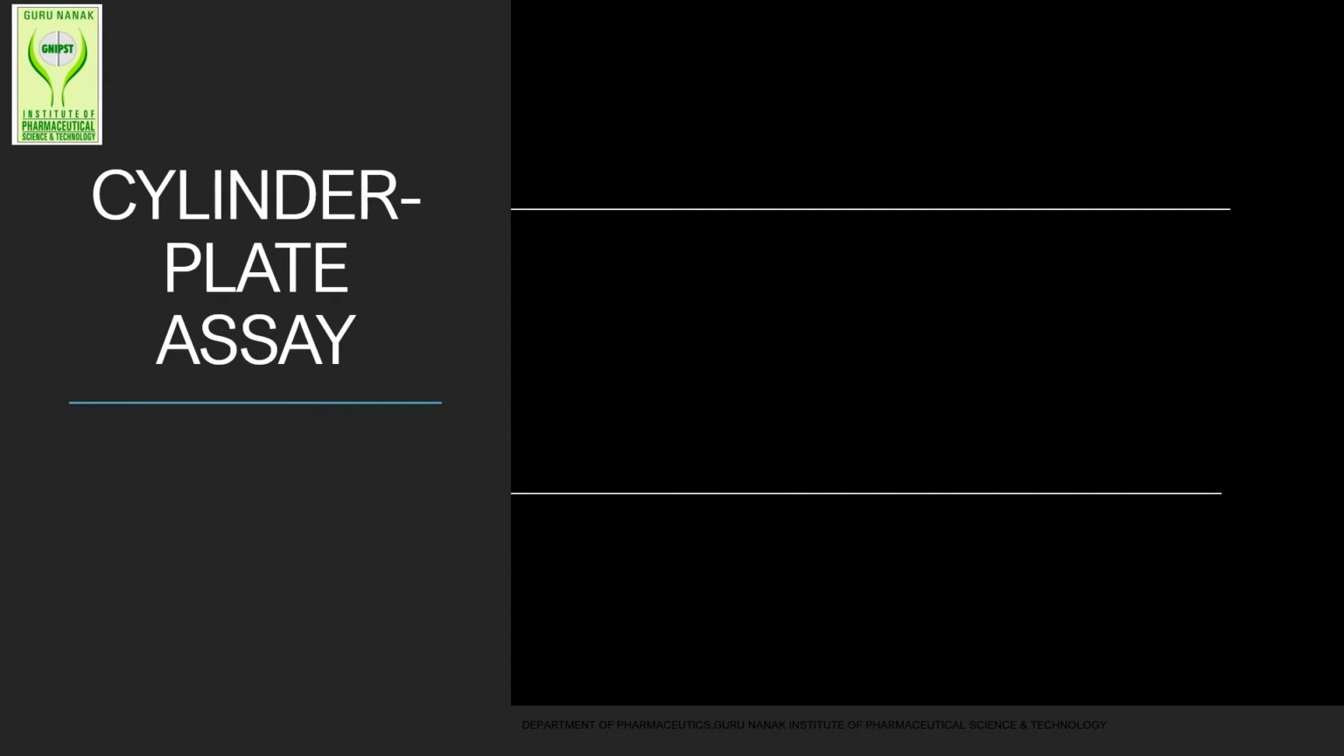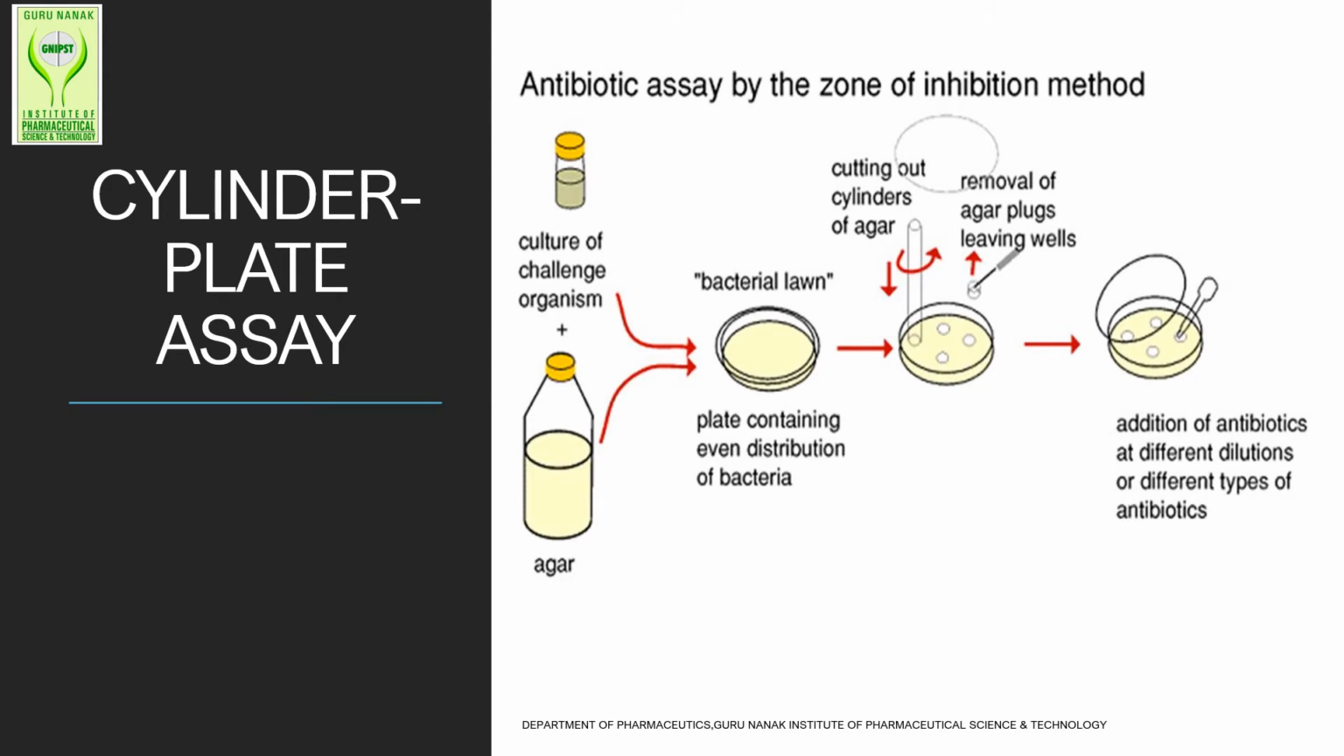Now I am going to give you a demonstration of the whole process in a schematic presentation: the antibiotic assay by the zone of inhibition method. First of all, we are taking a culture of the challenge organism and we are taking the agar media. We are taking a Petri plate which has been sterilized by some sterilization method such as autoclaving. The plate should contain the media. We should pour the media on it.